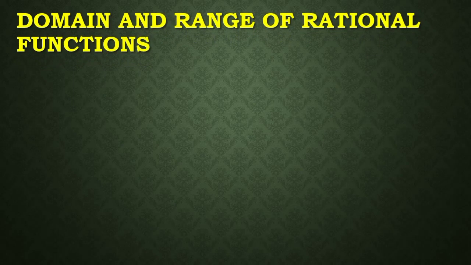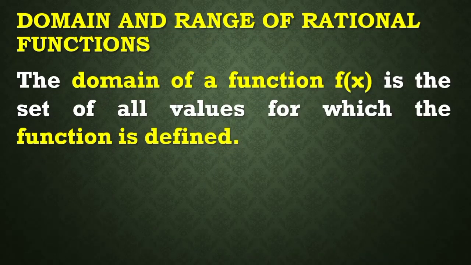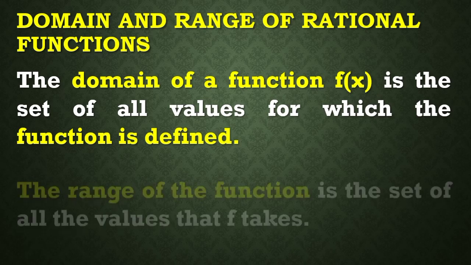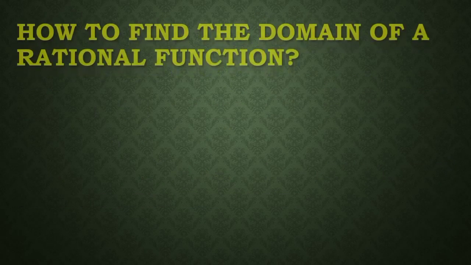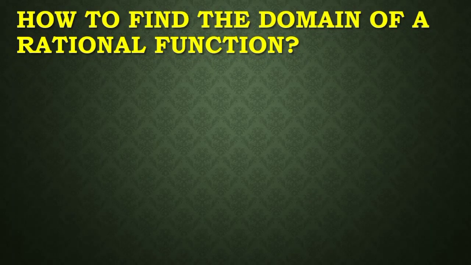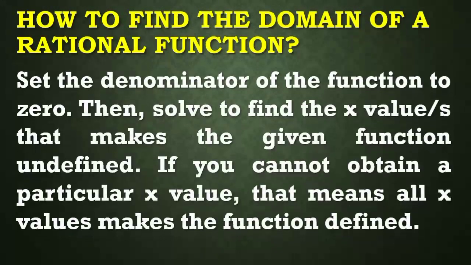Domain and range of rational functions. The domain of a function is a set of all values for which the function is defined, while the range of the function is the set of all the values that f takes. How to find the domain of a rational function? Set the denominator of the function to 0, then solve to find the x value or values that make the given function undefined.